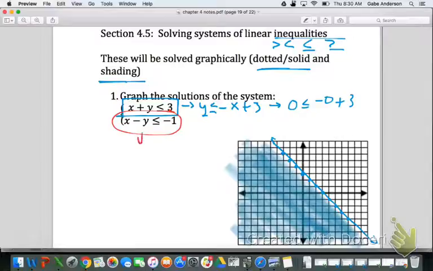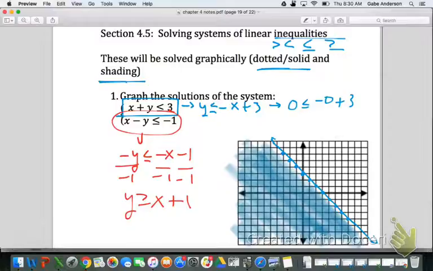Subtract x. Okay. So that would give us negative y is less than or equal to negative x minus 1. Are we there? Is that slope intercept? And when you divide by a negative, the inequality gets flipped around. So dividing by a negative on all the terms, that's going to give me y is greater than or equal to positive x plus 1. That changes a lot of stuff, just dividing by that negative.